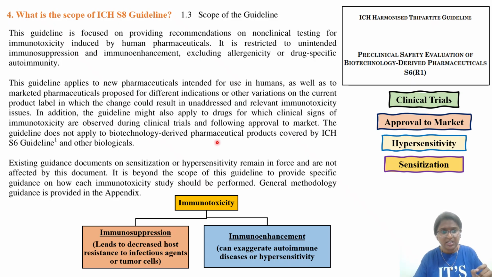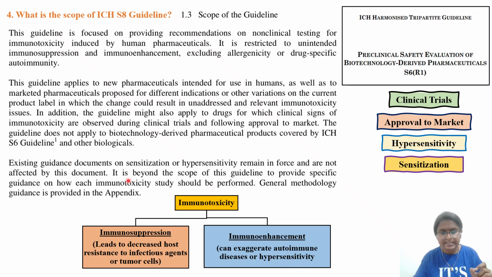Okay, the guideline does not apply to biotechnology-derived products because for biologics we have a separate guideline, ICH S6, preclinical safety evaluation for biotechnology-derived pharmaceuticals, the S6(R1) revision guideline. Okay, and the other biologicals. As I told, for oligonucleotides we have ICH S12. For vaccines, a separate guideline will be there. So like that, separate guidelines will be there.